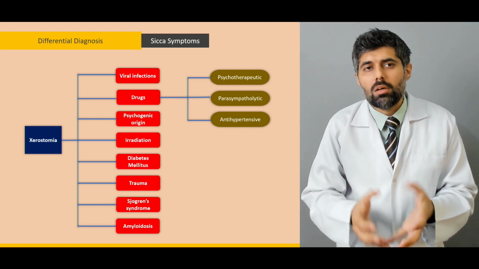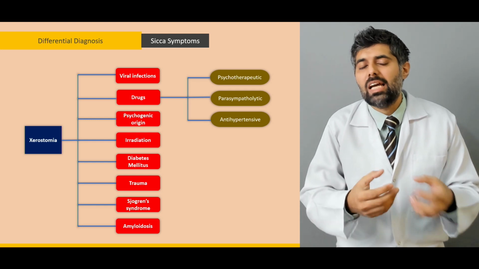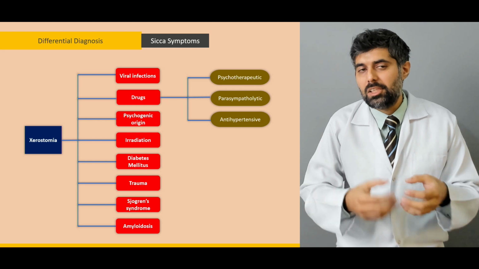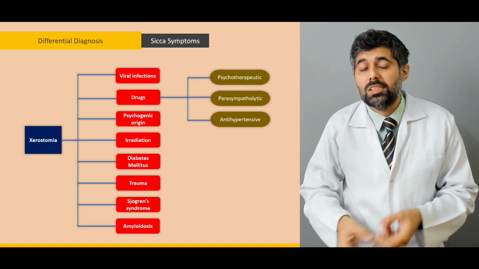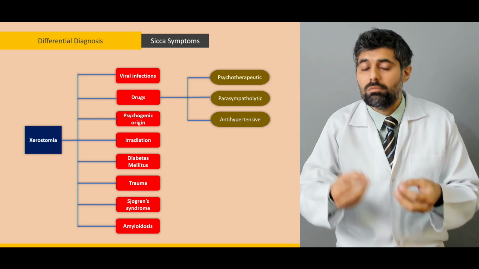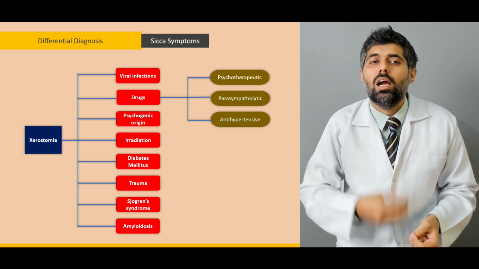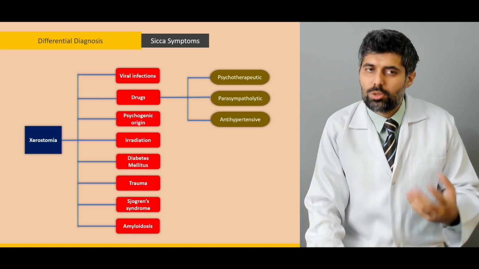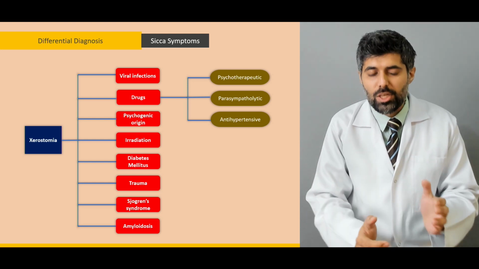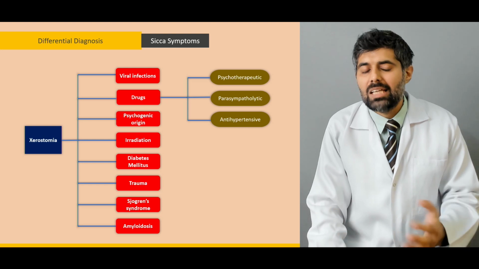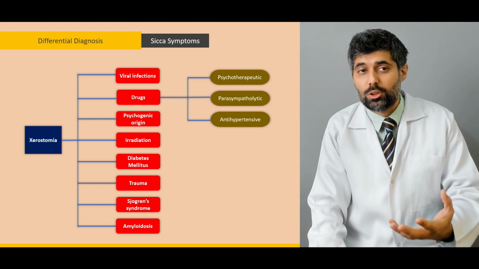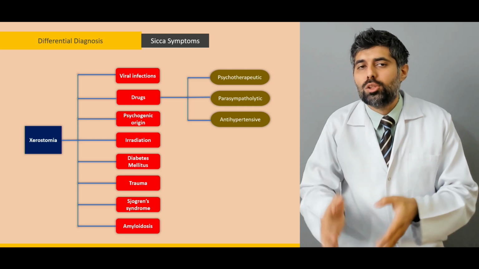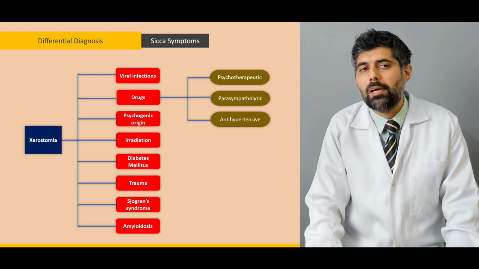Sometimes trauma can interfere with the excretion of saliva of the salivary glands, that the duct is both traumatized and damaged, resulting in low secretion of saliva and dry mouth. Sjogren syndrome is also a part of the differential diagnosis process, and it is a diagnosis of exclusion. And amyloidosis sometimes also exhibits signs of dry mouth.